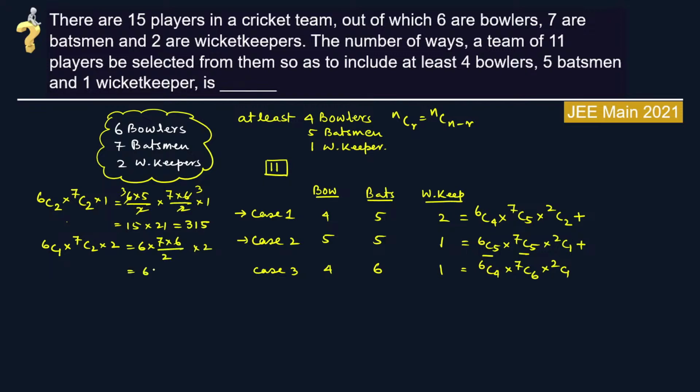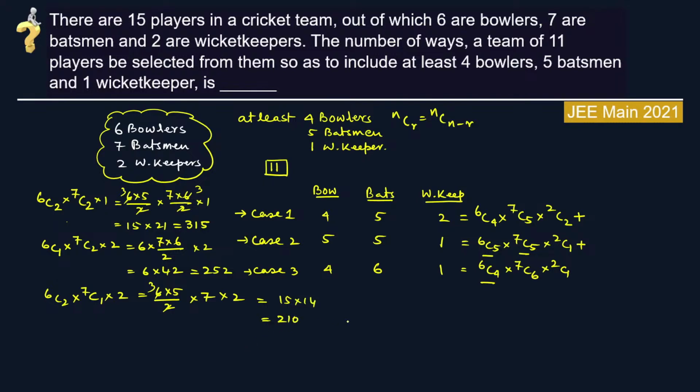So that gives us 6 into 42, which is actually 252. And now we are considering case 3, which is 6C4. Again, 6C4 can be written as 6C2, 7C6 can be written as 7C1, and 2C1 can be written as 2 only. So 6C2 is basically 6 into 5 divided by 2, 7C1 is 7, and this is 2. So it is coming to 15 into 14, that gives us 210.